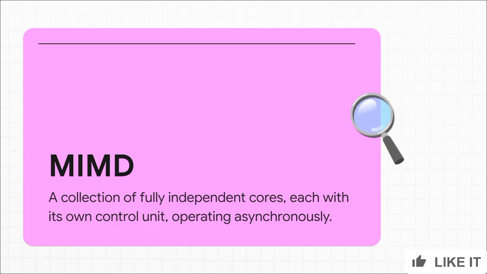Think of a collection of fully independent processors, or cores. Each one has its own control unit, its own data path. It's a complete brain. They can all be running totally different programs, working on completely different chunks of data, all at their own pace. They are truly independent agents.